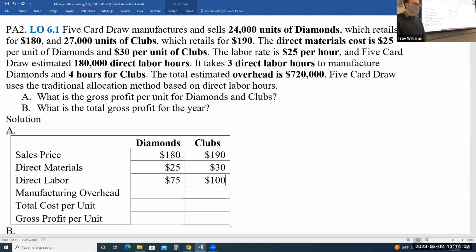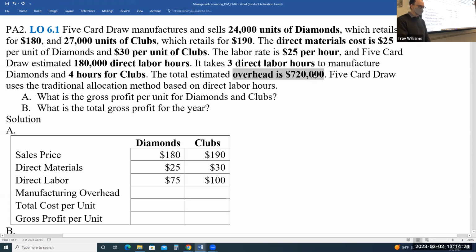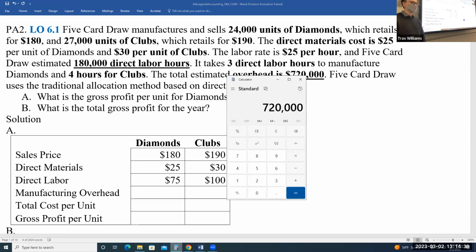Then we have to apply the manufacturing overhead. And to do that, we need a rate, right? So how do we get our overhead allocation rate? The direct labor hours. Yeah, exactly. So we take the estimated overhead of 720,000. And in this case, since we're using direct labor hours, we need that estimate. And so overhead divided by the activity gives us 4. Now what do we do with that number 4?